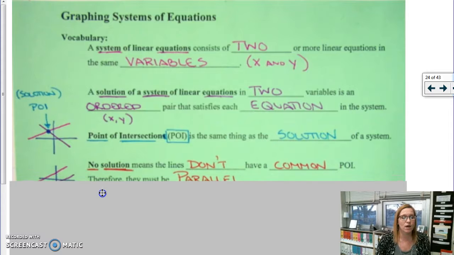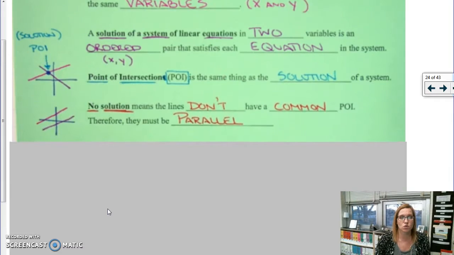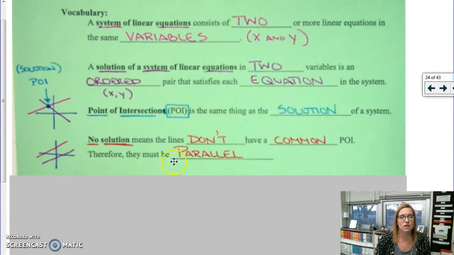However, just like with every other graph we've done, there's a possibility where you have no solutions. No solution means that the lines don't have any common point of intersection. This would happen when you have, you can see here in the picture, parallel lines. They would never intersect, therefore they have no common solutions at all, so no solution would be your answer. Please make sure that you are doing all of the little sketches on the side and underlining some of these important phrases so they stand out and are easier to find in your notes.